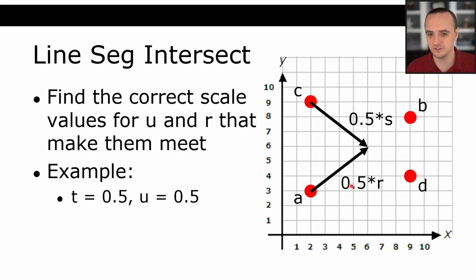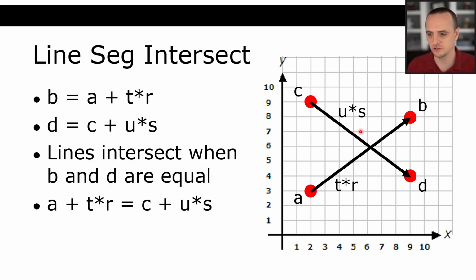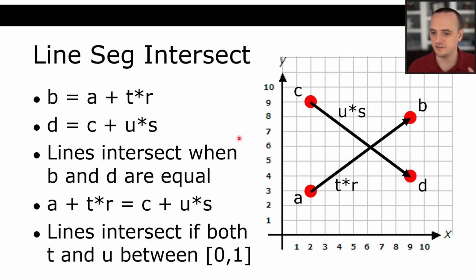A plus T times R is equal to right here, and that's equal to C plus U times S, which is equal to that same spot. So we want to find these values of T and U. So this is what this formula is going to do for us, right? So the lines intersect if both T and U are between 0 and 1. Now, what does that mean?